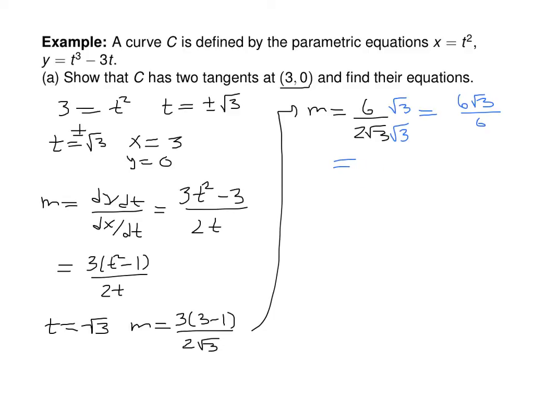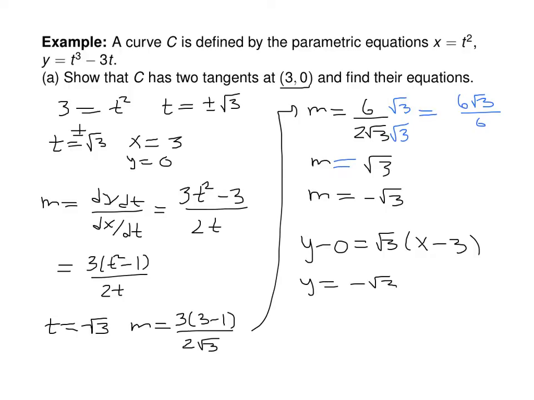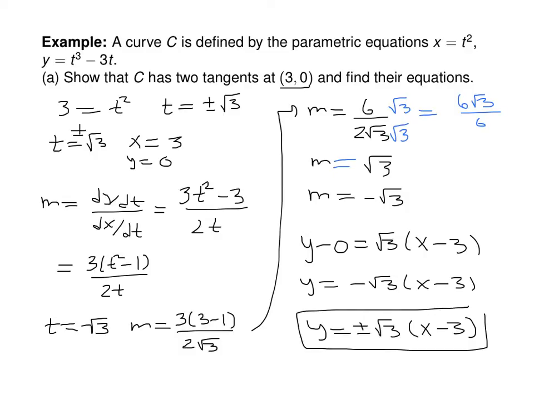For the other slope, we just plug in negative root 3, and we get that the slope is negative root 3. So one slope is positive root 3, and one slope is negative root 3. The equations of the lines are y minus 0 equals root 3 times (x minus 3), and y equals negative root 3 times (x minus 3). So you could say y equals plus or minus root 3 times (x minus 3). Those are the equations of the two tangent lines at the point (3, 0).